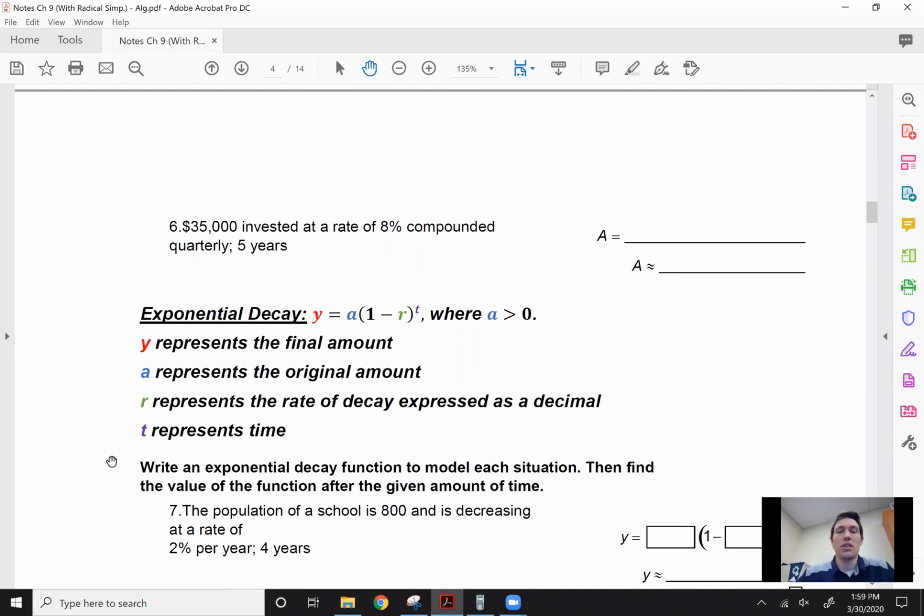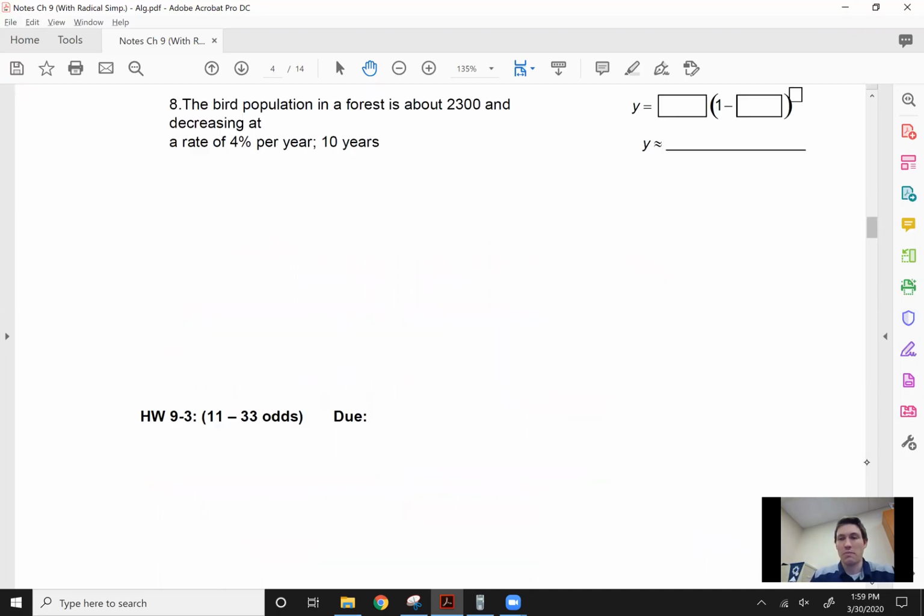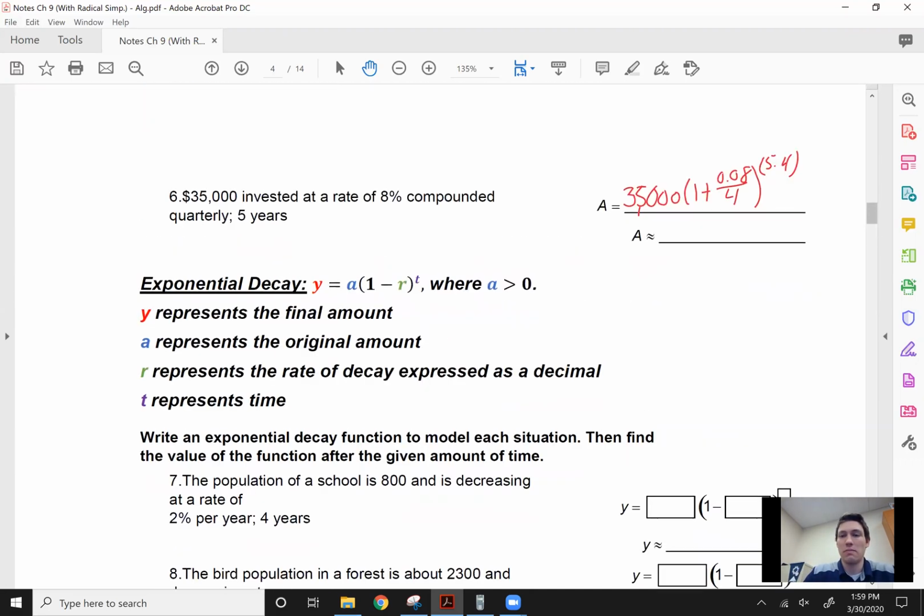Oh, right. This one. We're going to do the same thing, except we're going to plug it in the whole way. So we're going 35,000, 1 plus 0.08. This says it's compounded quarterly. So quarterly, 4 quarters. So how many times does that happen in a year? 4 times. 4 quarters in a year, quarterly, to the 5 times 4 power. So again, plug this into my calculator.